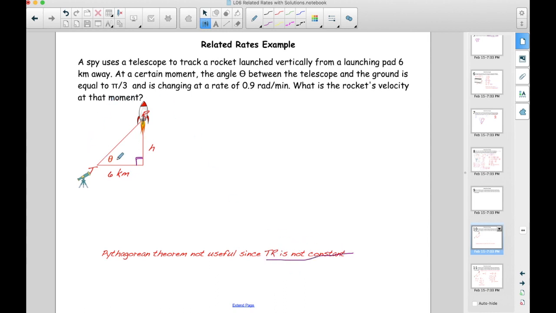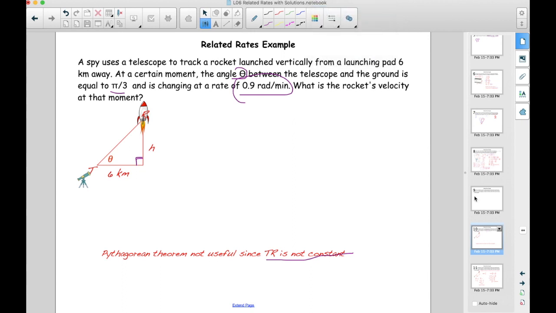What I'm going to suggest instead, because they're telling you something about the angle and the rate at which the angle is changing, which is 0.9 radians per minute, and they've given you an angle measure, is that it's probably better to use a trig ratio. You might be able to use the Pythagorean theorem, but I think you'd have to do some trig substitutions to get it to work. All right, so that was my hint for you. Think about trig ratios.